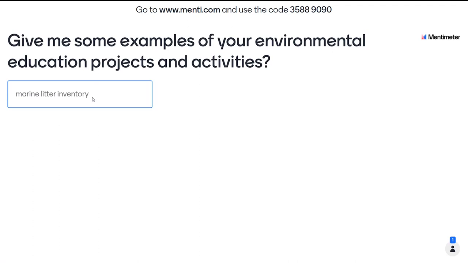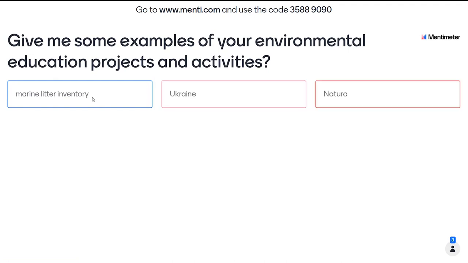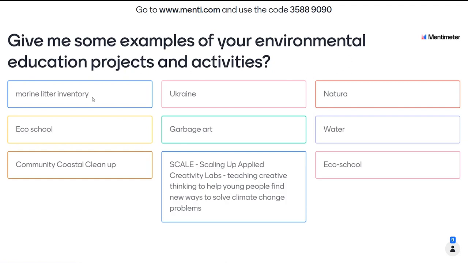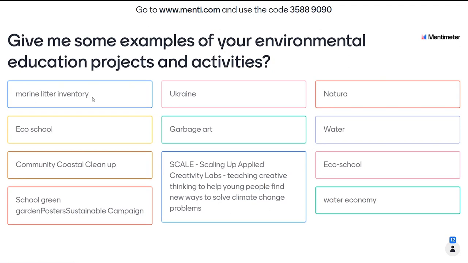Marine litter inventory, interesting. Yes, Ukraine is a topic, peace, war, and all those aspects which are an important part of sustainability, nature. Eco school is a generic topic. Environmental education projects, Eco school is a program under which what kind of programs you are doing. Community coastal cleanup, garbage art. Water is a very broad topic, but anything specific that you do in water?